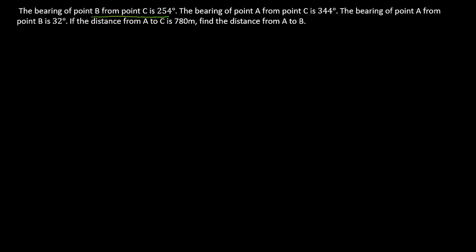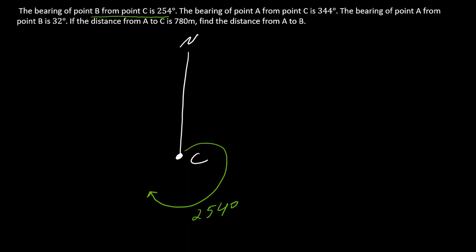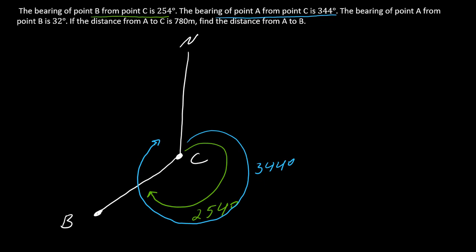Let's start with point B from point C. Let's say my C is here on north. From this bearing, I need to go 254 degrees. That will bring me to this side here that contains point B. Then the bearing of point A from point C is 344 degrees, so I repeat the process. Now I've gone 344 degrees. This is going to erect this other side that has A here.